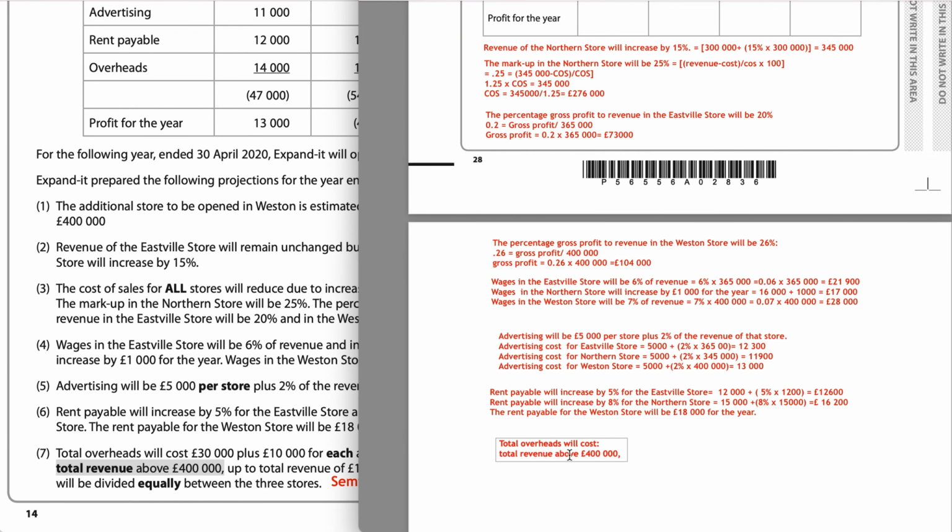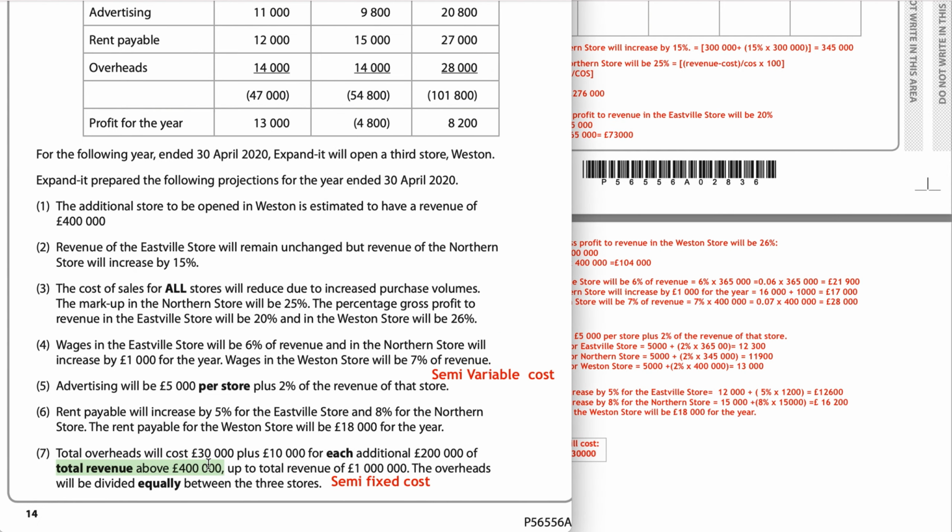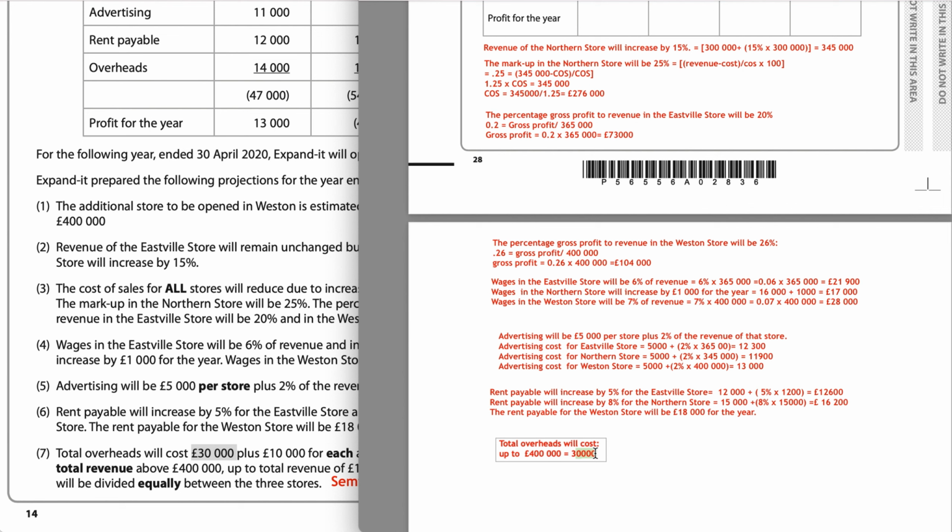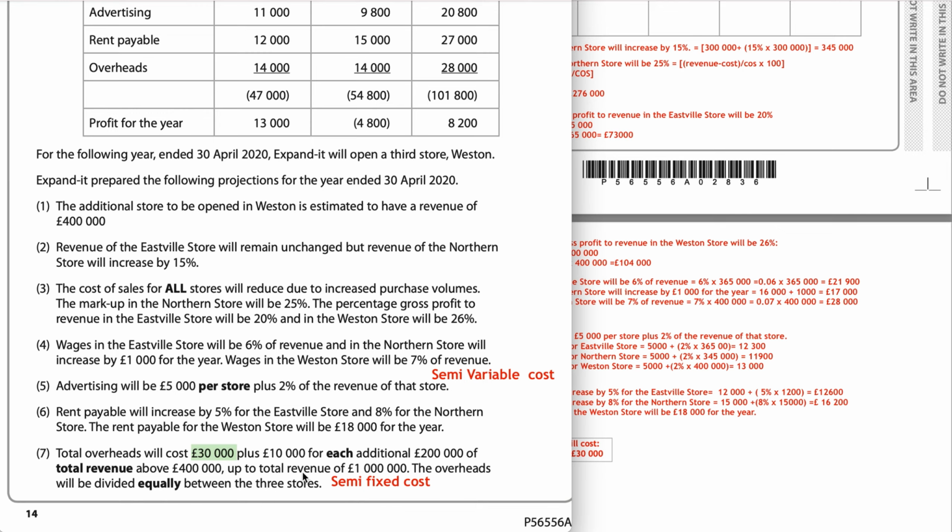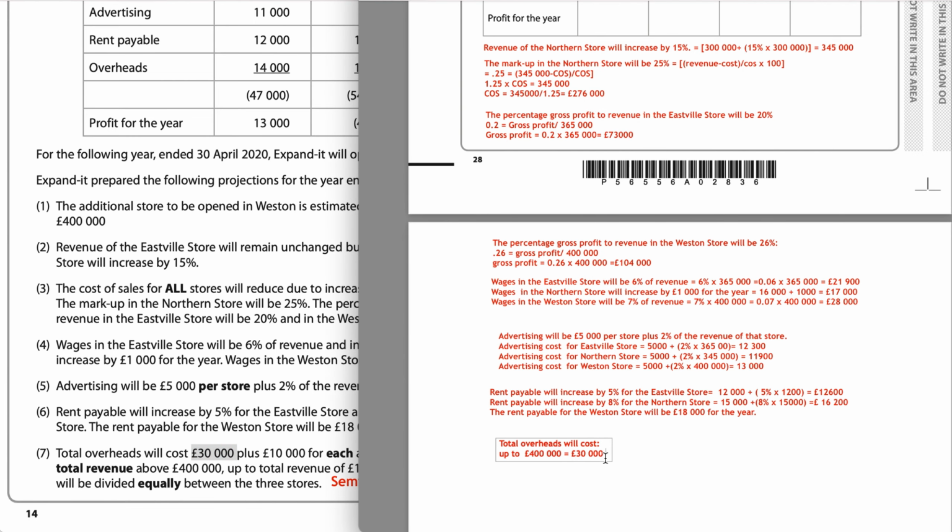Up to 400,000, up to whatever revenue you have, the base will be 30,000 pounds. So up to 400,000 revenue it's going to be this much, and it is going to increase for the other revenue. So let's calculate what happens for the remaining.